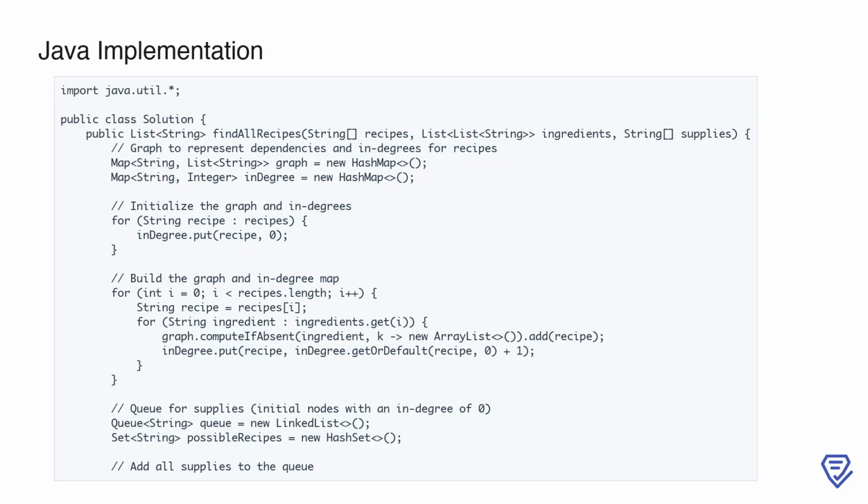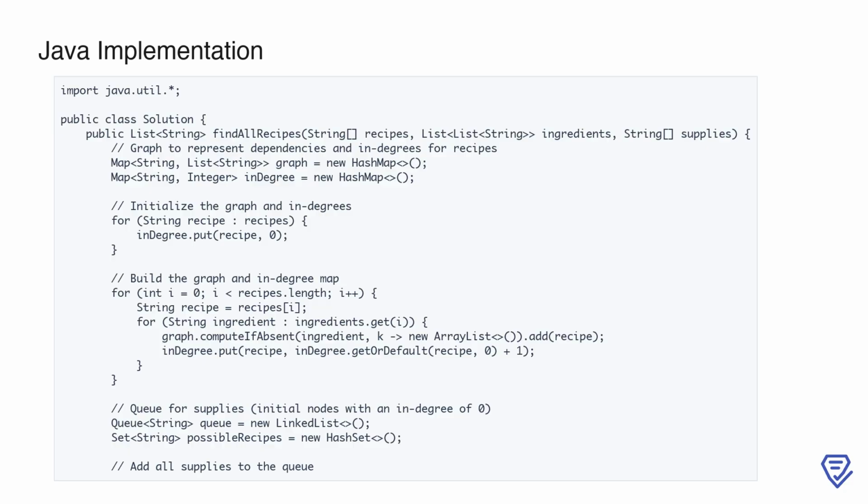Here, we start by defining our method findAllRecipes, which takes 3 parameters: an array of recipes, a list of lists representing the ingredients required for each recipe, and an array of supplies that are initially available. The goal is to determine which recipes can be created using the given supplies and other recipes as ingredients. To achieve this, we use a graph to represent dependencies between ingredients and recipes, and an in-degree map to keep track of how many dependencies each recipe has. First, we initialize the in-degree map by setting the in-degree of all recipes to 0.